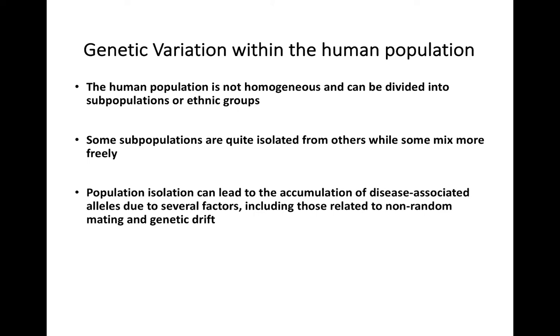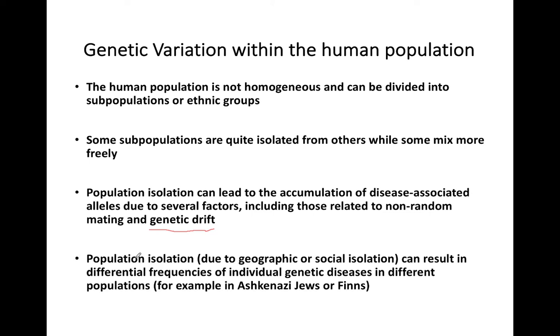So population isolation can certainly lead to the accumulation of disease-associated alleles. And we'll talk about these, the most important being the concept of random genetic drift. And we'll talk about very specific examples where that's occurred in human populations. The most general and most commonly studied is that one called the founder effect. We'll talk about that later. And then population isolation can result in differential frequencies of individual genetic diseases. And you're probably familiar with the fact that there are certain diseases that are more common in individuals of Ashkenazi Jewish background. The Finns, the Finnish, because of both the founder effect and then geographic isolation, are another example of a population with more common occurrence of certain diseases than would be expected.